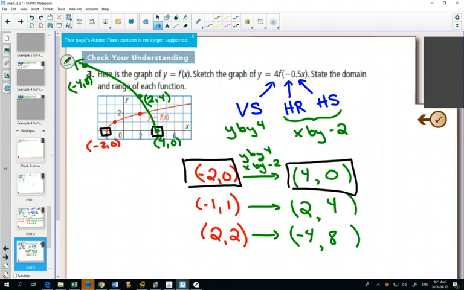Possibly you can see that sometimes the stretches are hard to see, especially if there's been a vertical one and a horizontal one. But that reflection is a key thing. That makes sense why my graph is going in the other direction.